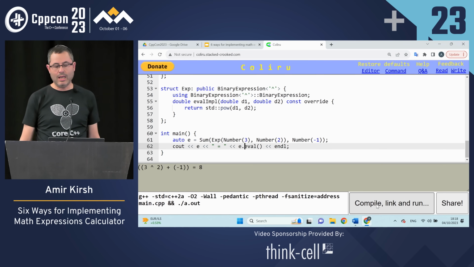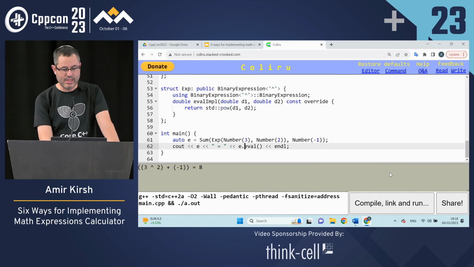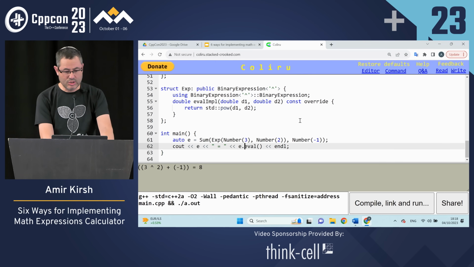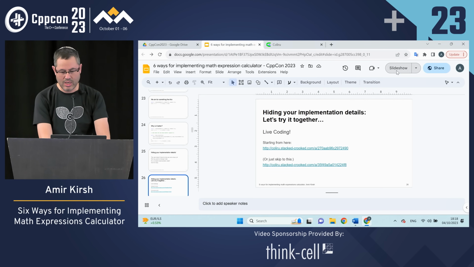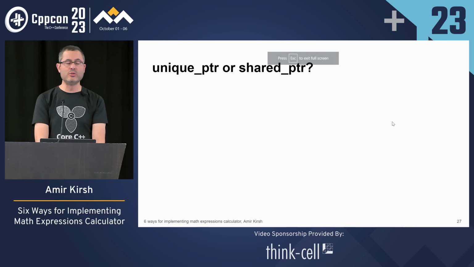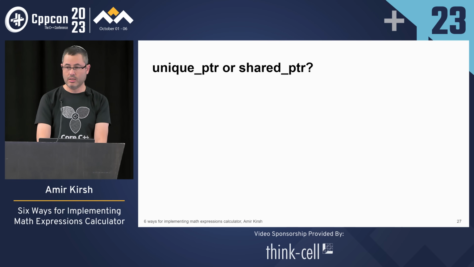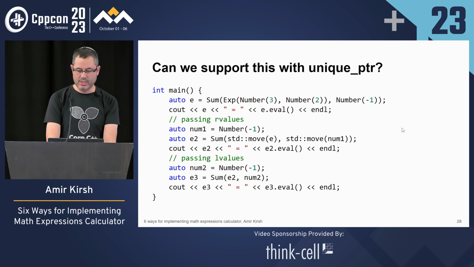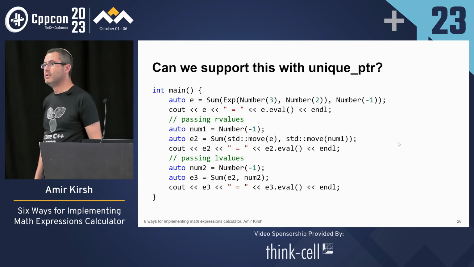That's good. And in a way, it's nicer, I would say. At least the user code is nicer, and it achieves quite the same thing. So yeah, that's a step. Then the question is, should we use unique PTR or shared PTR? It worked with unique PTR, but would it work for all cases?